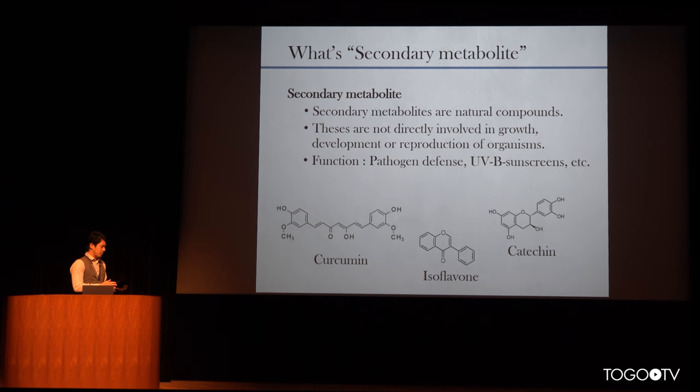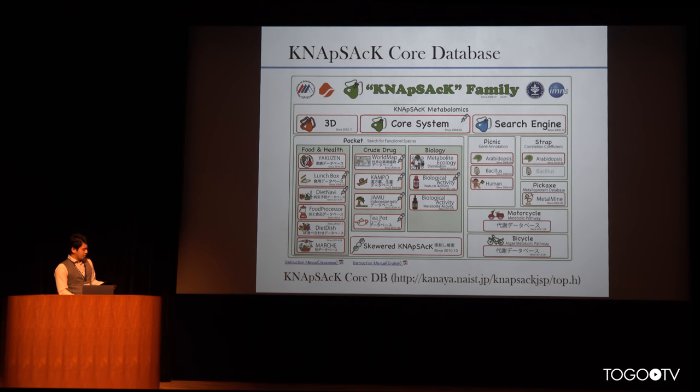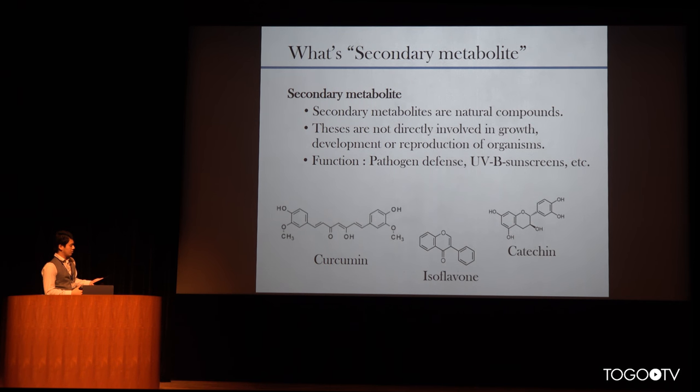Secondary metabolites are defined as a group of natural compounds that are not directly involved in growth, development, or reproduction of organisms. The term secondary in the context of metabolic pathways was introduced in 1891. The functions of secondary metabolites are related to their potent biomolecular activity acquired in the evolutionary process, involving pest and pathogen defense, UVB sunscreen and so on. And these are very important for medical science, pharmacy, agriculture, and life science.